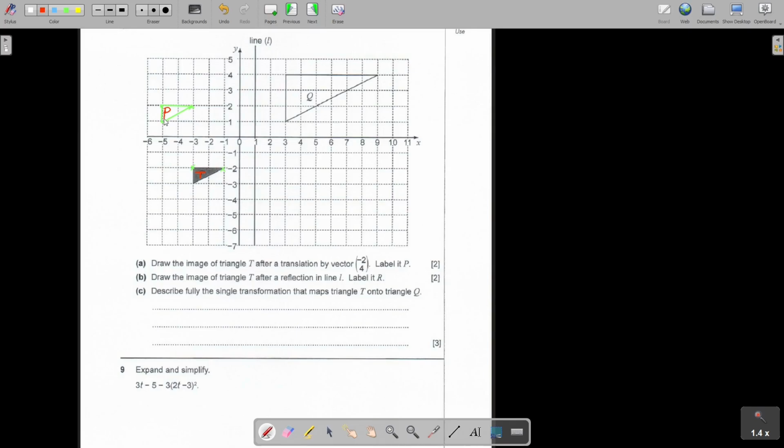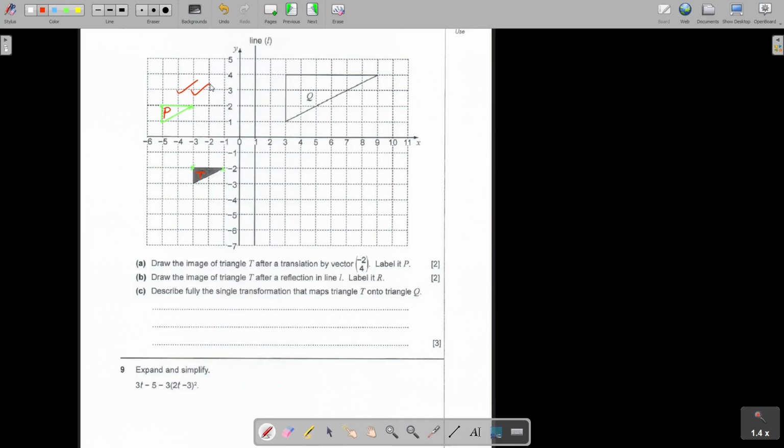Okay. Then draw the image. So how will they give you the marks here? I think they say on the memo, I can just read it to you. Correct image drawn with vertices, B1. If, for example, you move the -2 horizontally but the vertical is incorrect, or the vertical is correct and the horizontal is incorrect. But you will get 2 marks there if it's 100% correct.